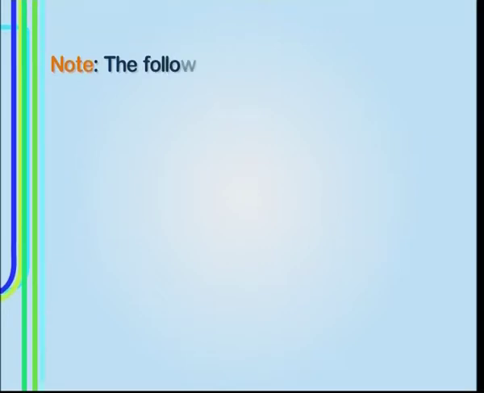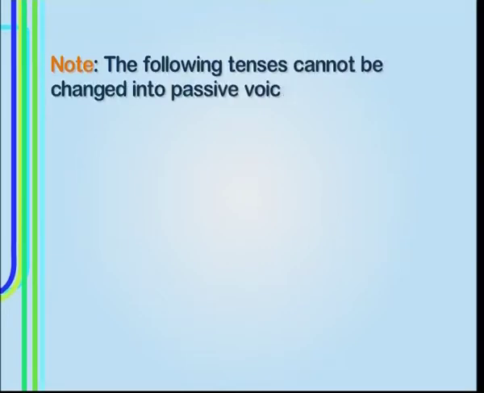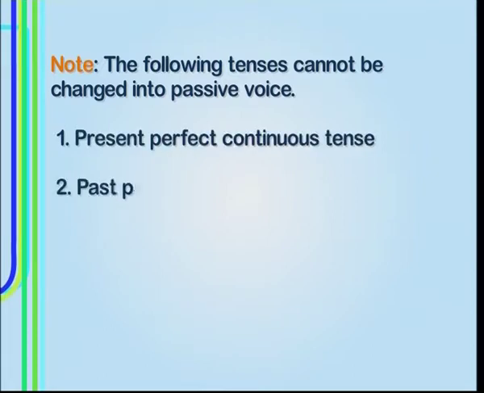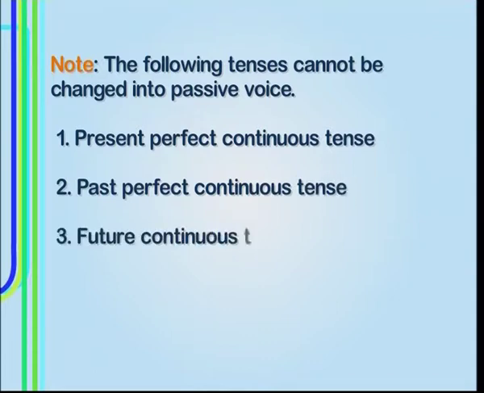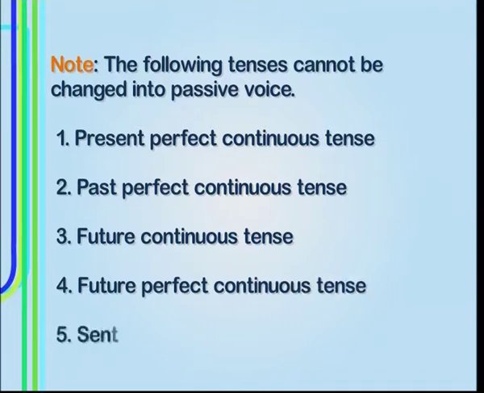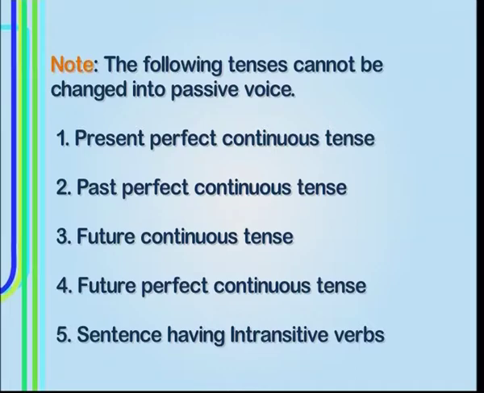Now here we have to note the following tenses cannot be changed into passive voice. First is present perfect continuous tense. Second is past perfect continuous tense. Third is future continuous tense. Fourth is future perfect continuous tense. And fifth is sentence having intransitive verbs.